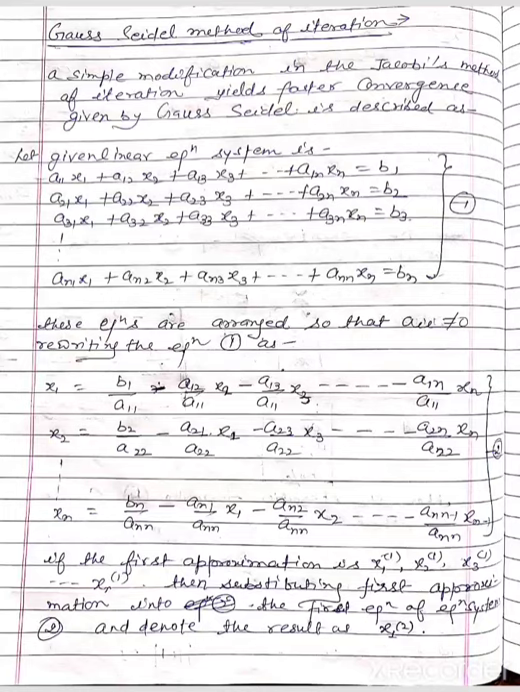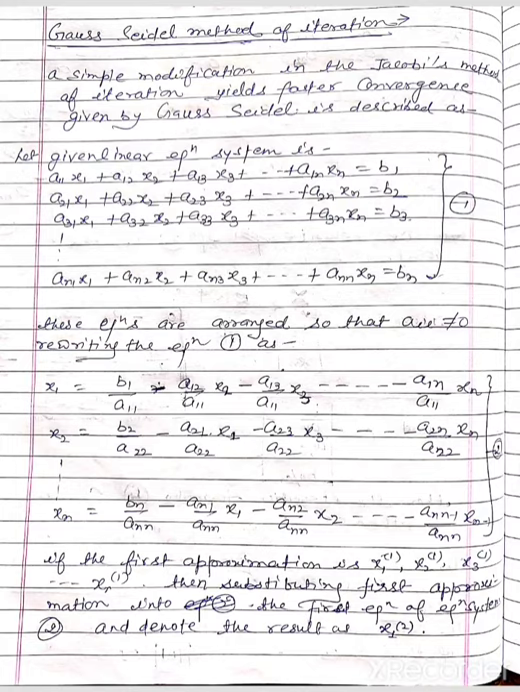Today we will discuss the Gauss-Seidel method of iteration. In the previous lecture we discussed Jacobi's method of iteration. In the Gauss-Seidel method of iteration, for the solution of a linear equation system, a simple modification in Jacobi's method was made, and this modification yields faster convergence as compared to Jacobi's method of iteration.